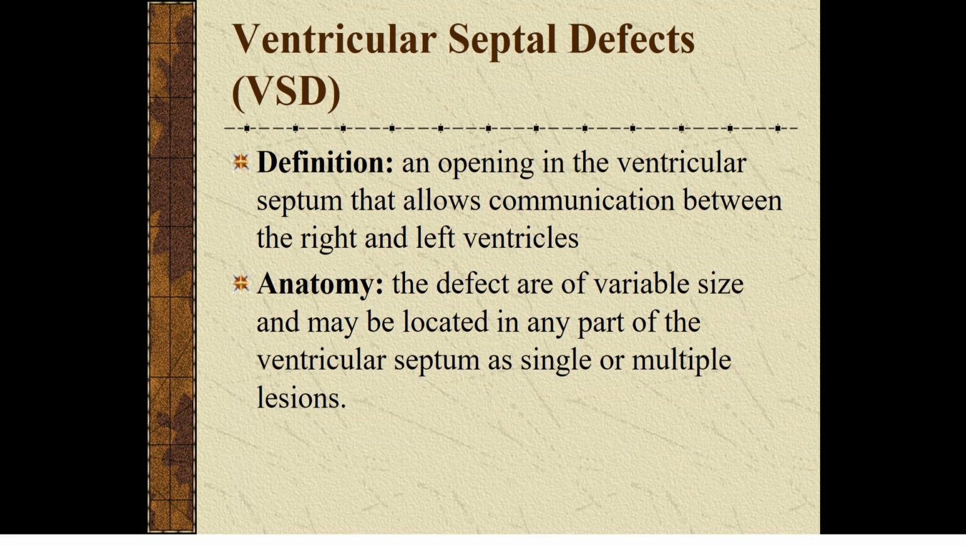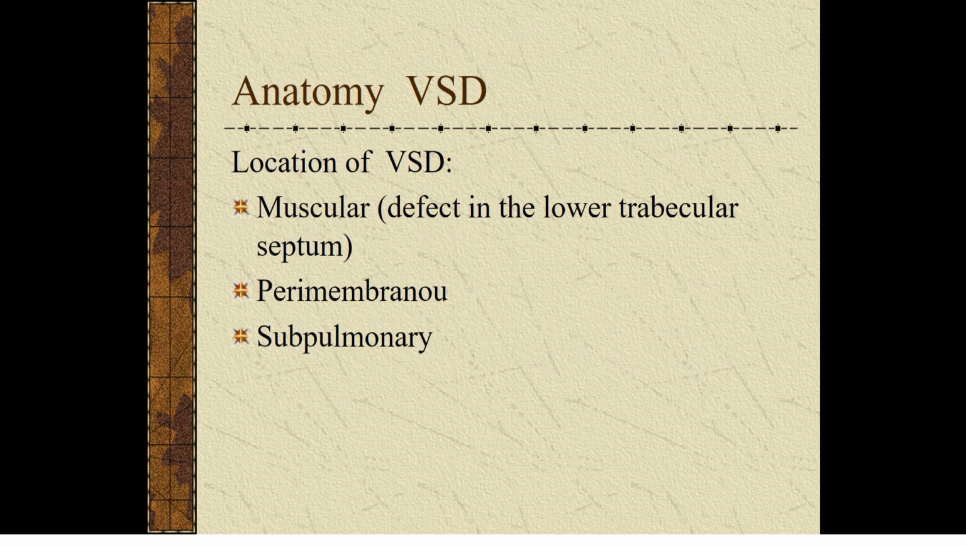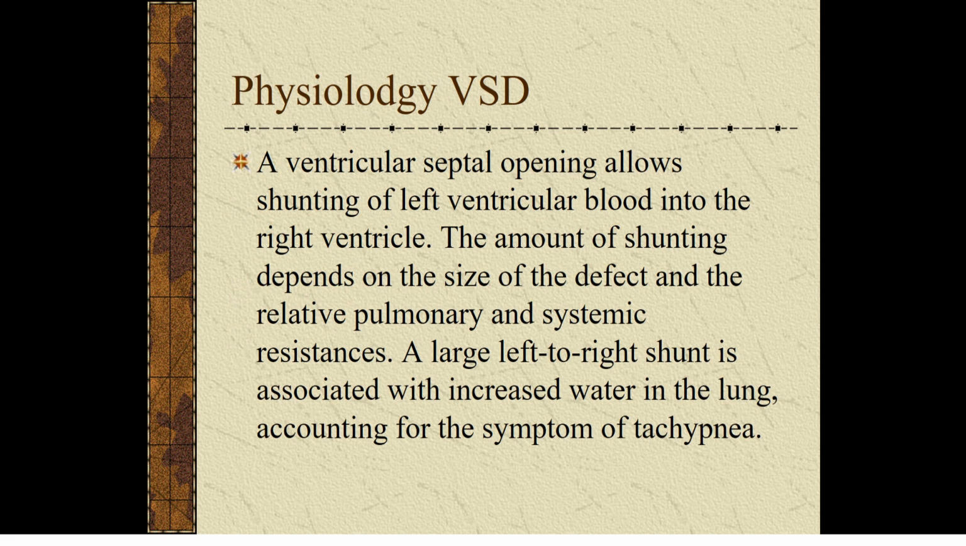Ventricular septal defects. Definition: an opening in the ventricular septum that allows communication between the right and left ventricle. Anatomy: the defects are of variable size and may be located in any part of the ventricular septum as single or multiple lesions. Locations of ventricular septal defects may be muscular, defect in the lower trabecular septum, perimembranous, or subpulmonary.